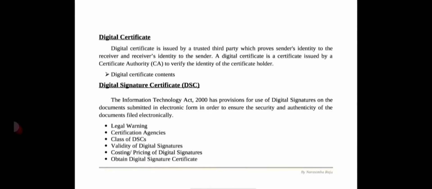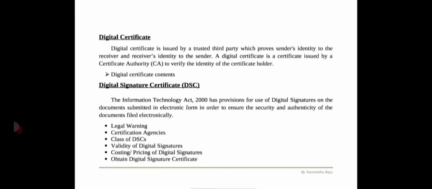A digital certificate contains the name of the certificate holder, a serial number which is used to uniquely identify the certificate, the individual or the entity identified by the certificate, the expiry date, a copy of the certificate holder's public key that is used for decrypting messages and digital signatures, and the digital signature of the certificate issuing authority. A digital certificate is also sent with the digital signature and the message.